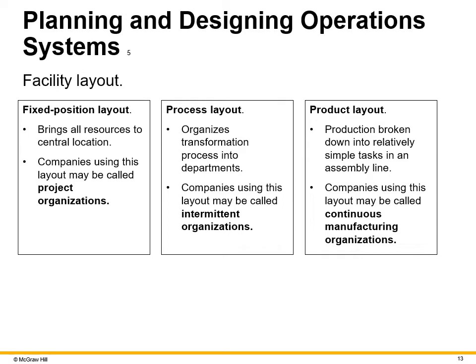The product layout breaks work into relatively simple tasks assigned to workers positioned along the assembly line. Companies that use this layout are often known as continuous manufacturing organizations because once they are set up, they run continuously, creating products with many similar characteristics. The chosen layout should be best accommodated to the type of activities performed by the facility.